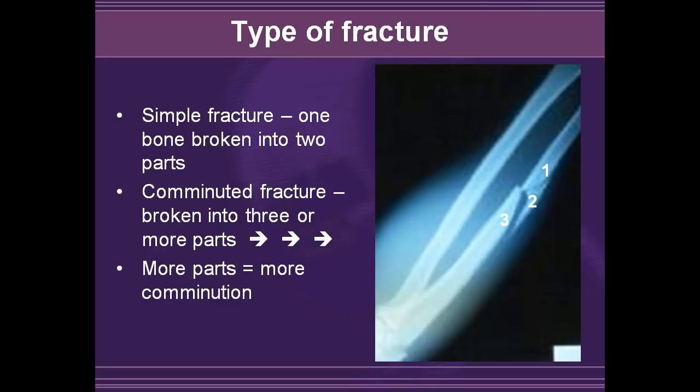So a simple fracture is a fracture where a single bone has been broken into two parts. A comminuted fracture is one where the bone has broken into three or more parts. The more parts, the more comminution there is. This is an example of a comminuted fracture. We have three portions to the fracture, as described.